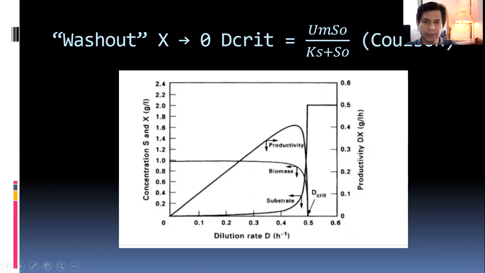So we're going to discuss the concept of D critical. Remember, D is the dilution rate, so D critical is the critical dilution rate. So we have here a diagram. Y is the concentration of S or the concentration of X, the concentration of the substrate or the biomass in grams per liter. X is the dilution rate, which is F over V. V is the volume, F is the feed volumetric flow rate.